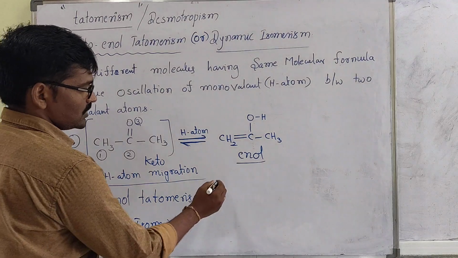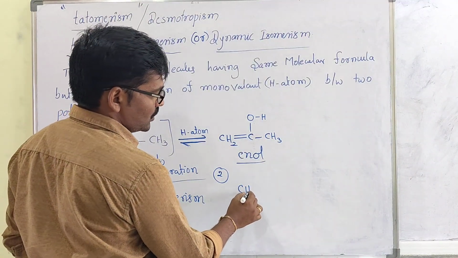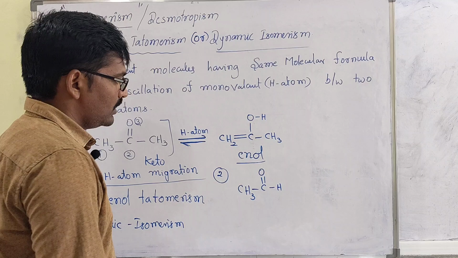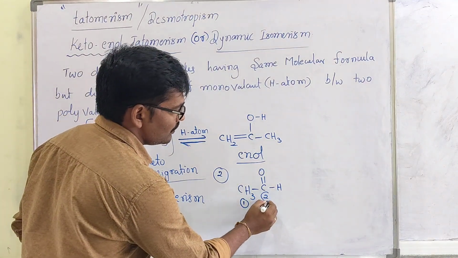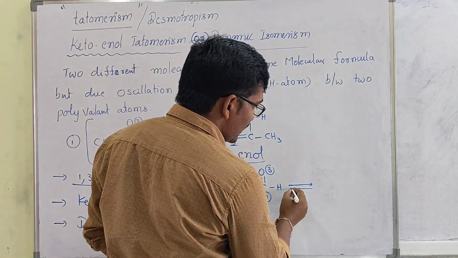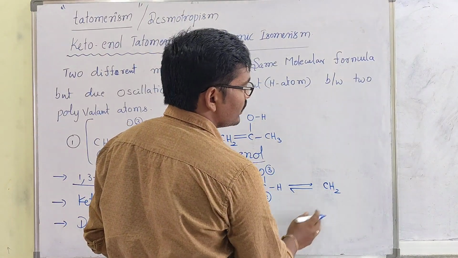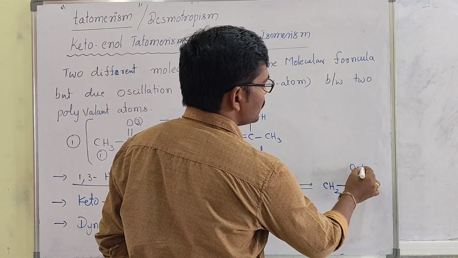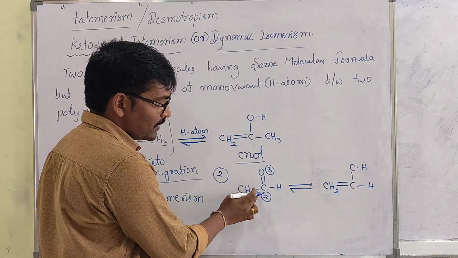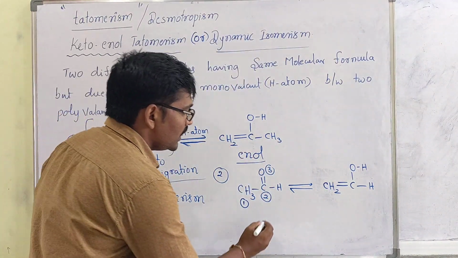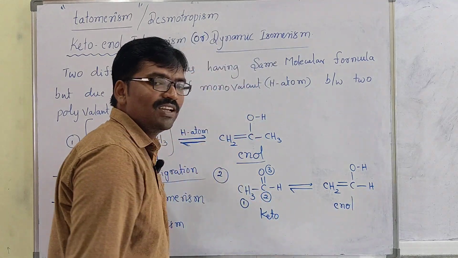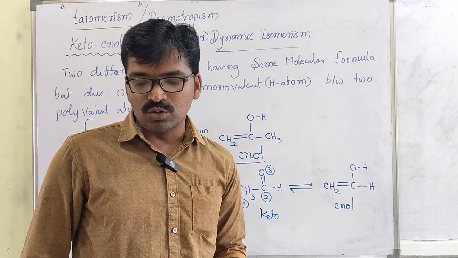One more example. Second example: CH3, then C double bond O, then H. That is an aldehyde. Assume this is the first atom, second atom, third atom. Even here, the hydrogen atom will be transferred, giving CH2, bond, C, bond, OH, then H, and the double bond is transferred from one place to another. This is the ketonic form and this is the enol form. So that is what I told, it is keto-enol tautomerism.